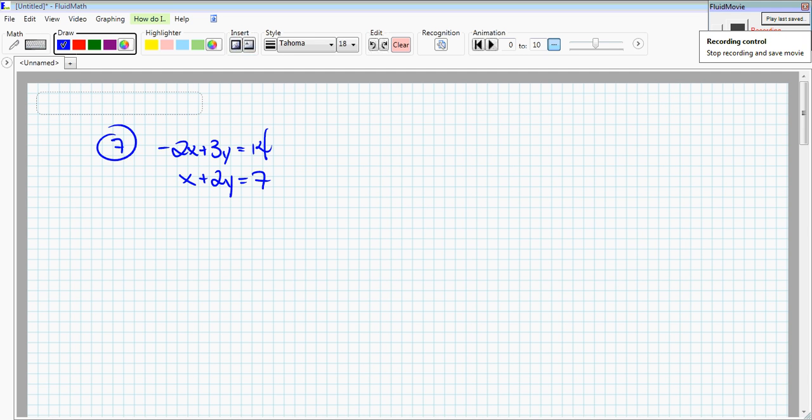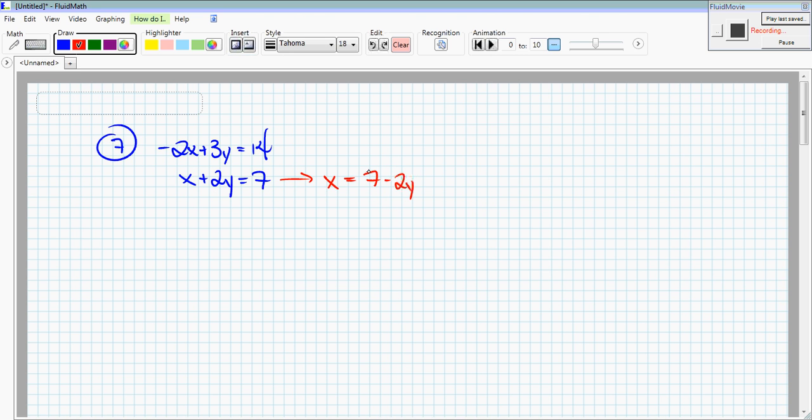Okay, for question 7 on the geometry homework, we're solving the system by substitution. When solving by substitution, we have to take one of these equations and solve for one of the variables. In this particular case, it's going to be easiest to solve the bottom equation for x. Solving for x means to isolate it, x in terms of y, so we're going to subtract 2y from both sides, and what we're going to get is x equals 7 minus 2y.